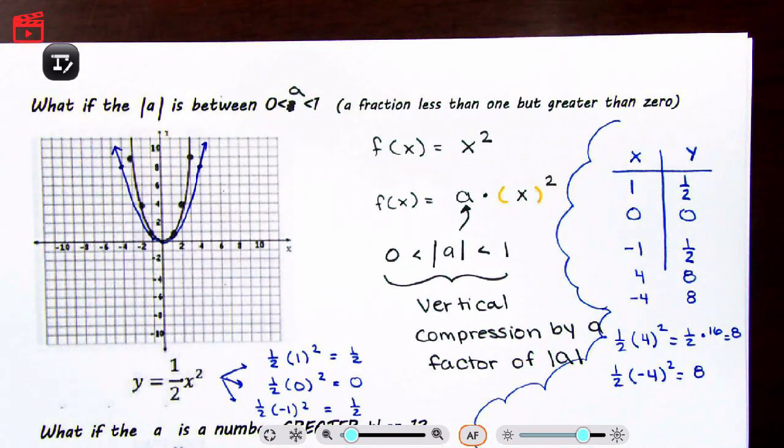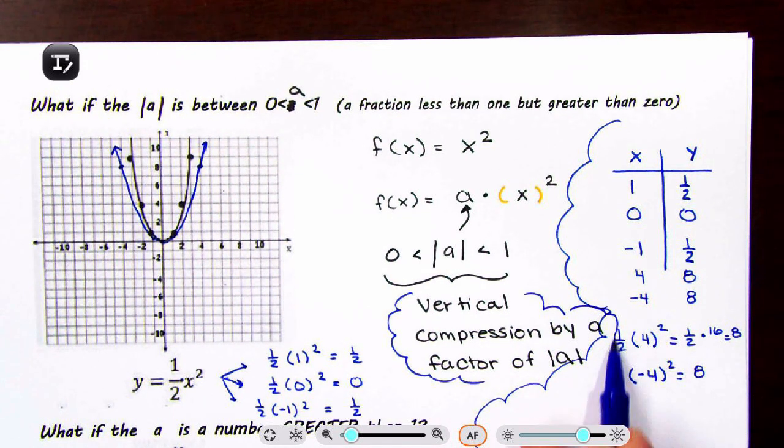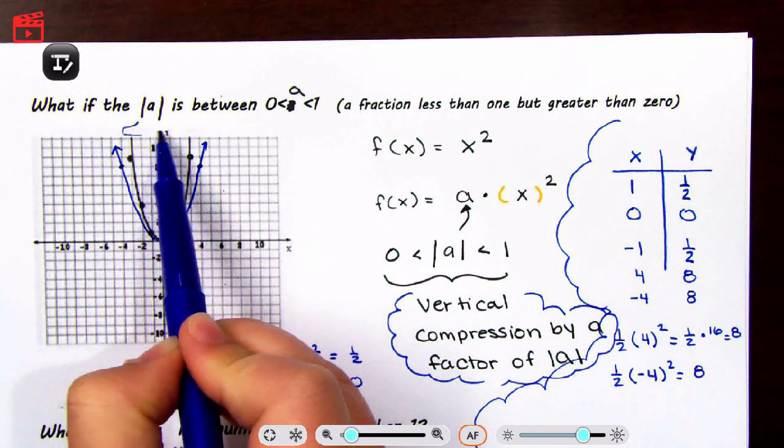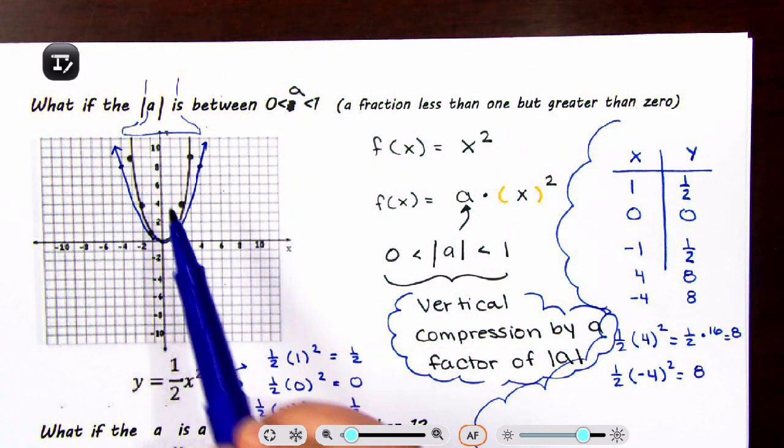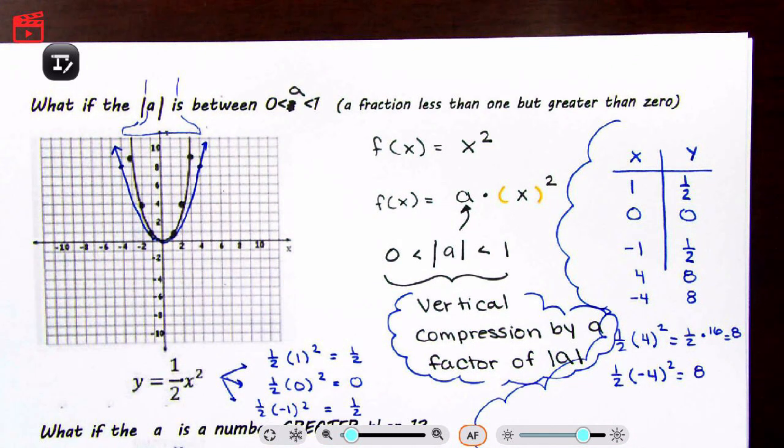There it is. So what happens when your a value is between 0 and 1, if it's a fraction? What we say is we have a vertical compression by a factor of a, meaning it gets squished. Imagine if there was a big old foot here. It doesn't really look like a foot, looks like a press. It's okay. Imagine someone squeezing it from the top. That's what happens when you have an absolute value of a that's a fraction smaller than 1.